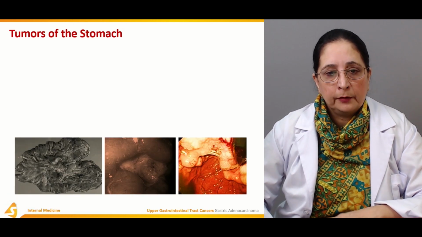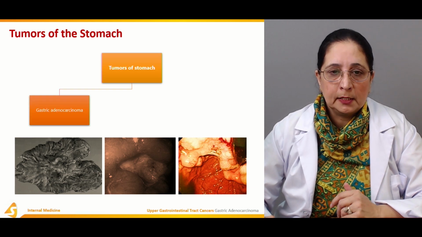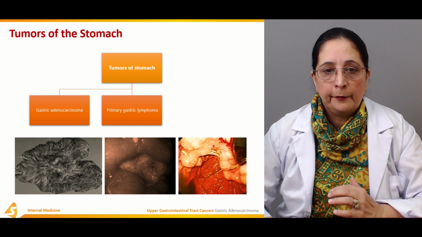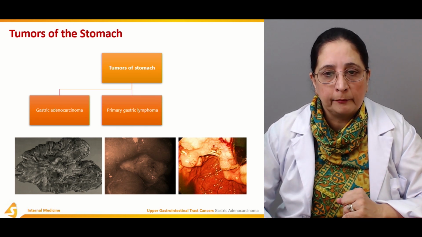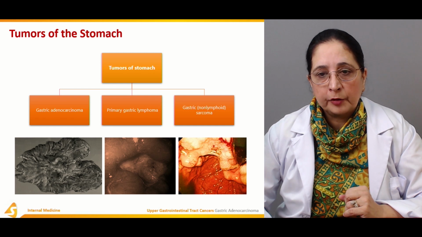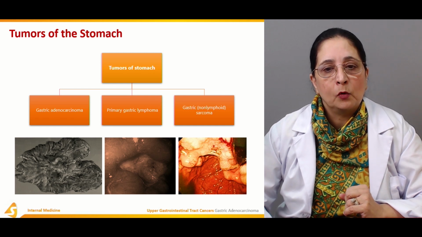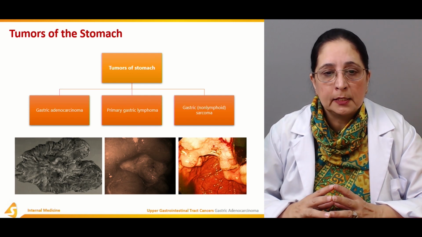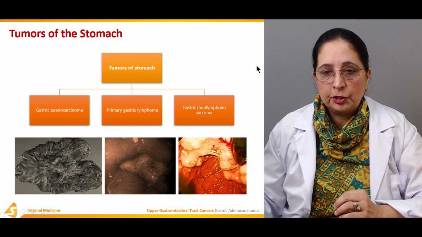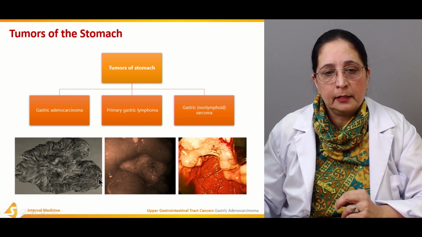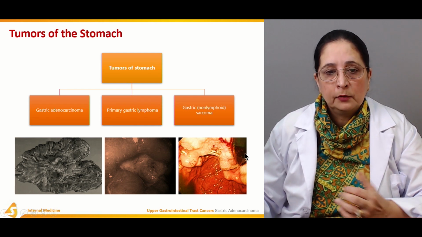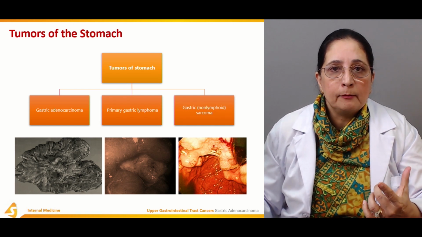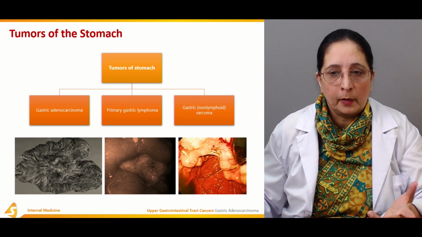So tumors of the stomach, we have gastric adenocarcinoma, primary gastric lymphoma, and gastric non-lymphoid sarcoma. So these are some cancers or tumors of the stomach. These are the pictures that show different gastric carcinomas. So we have adenocarcinoma, we have gastric lymphoma and sarcoma.